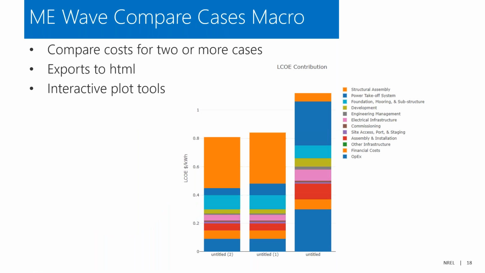The second macro compares two different cases within SAM. So if you have two or more different systems that you're looking to compare, you can compare the LCOE values by changing different inputs, and again, in the HTML format with interactive plotting tools.